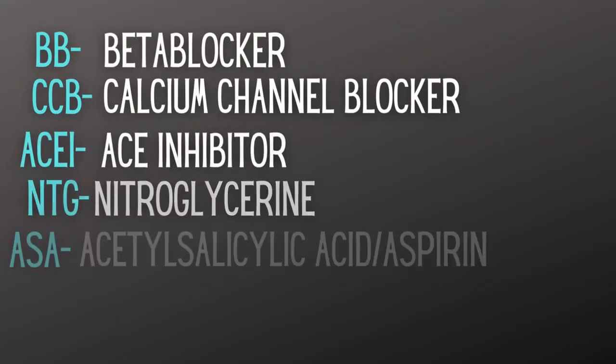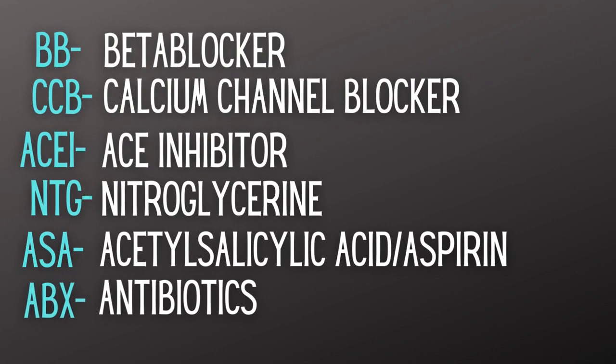Next are medication abbreviations. And first we're starting with BB, which is beta blocker. CCB is calcium channel blocker. ACEI is an ACE inhibitor. NTG is nitroglycerin. ASA is aspirin or acetylsalicylic acid. ABX, antibiotics, and this is what I was referring to earlier. This means antibiotics here in this context.